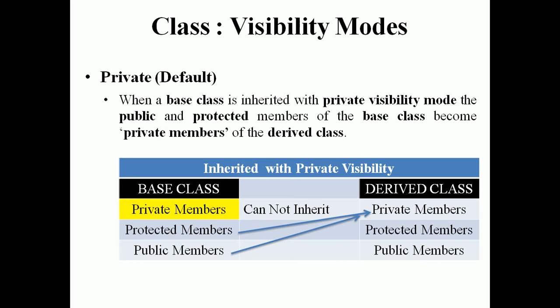First, private visibility mode. When a base class is inherited with private visibility mode, the public and protected members of the base class become private members of the derived class. This is the example. Base class is inherited with private visibility mode. Here, private members of the base class cannot be inherited into the derived class, but protected members and public members will become private members of the derived class.